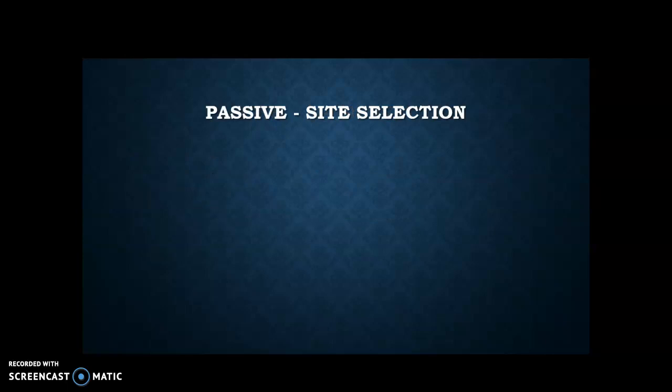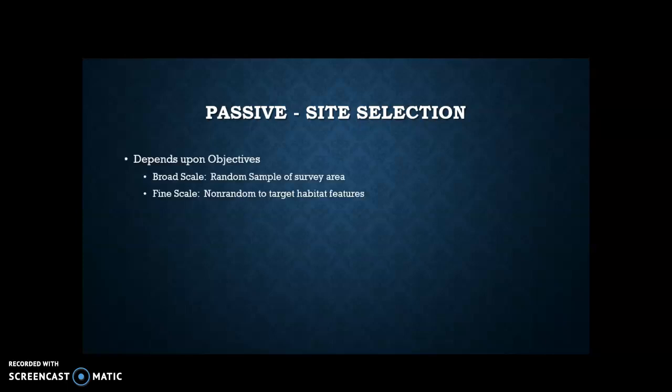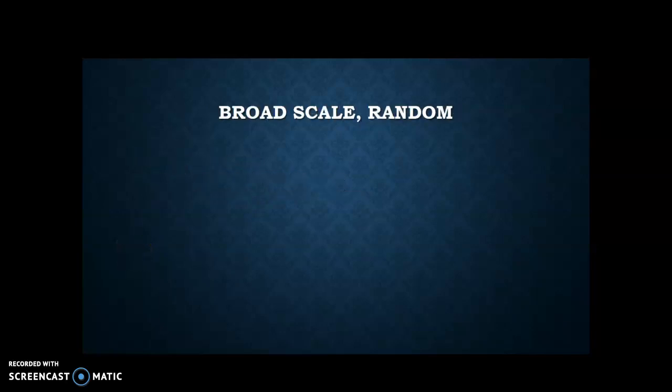Okay, so let's talk about the techniques for choosing your site. First of all, with the passive site selection, you have a few options, and it depends on what your objectives of your study are. If you really want just broad scale information, you just may randomly sample a really large area. But if you're really trying to get fine scale, the chances are you're going to need to target specific habitat features, which would make it a non-random study. So let's talk about that broad scale random study first.